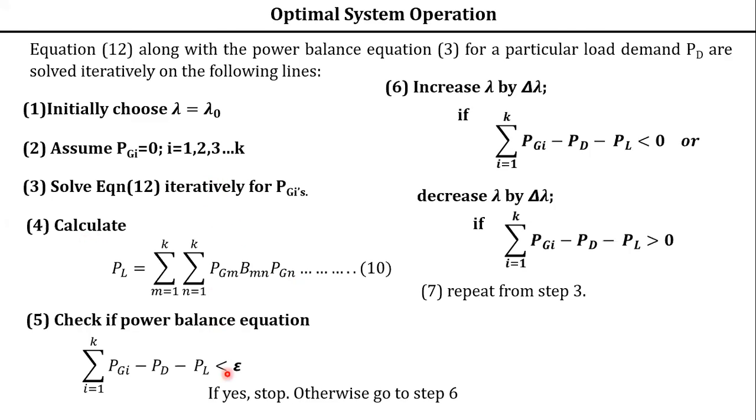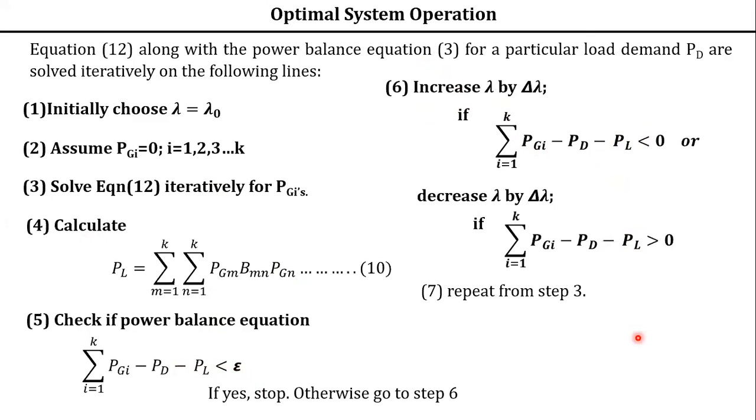After step 3, you check the power balance equation. Now PL will not be there. Within the specified limit, stop. Otherwise, go to step 6, increment lambda, and this term will not be there. Neglecting transmission losses. If losses are included, you have to include it. Okay, so this is the algorithm you have to write.